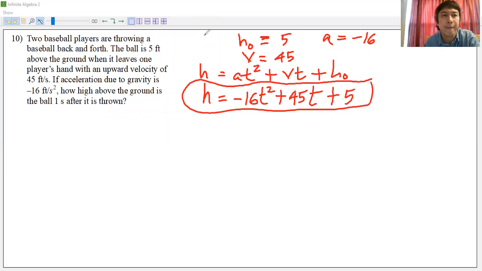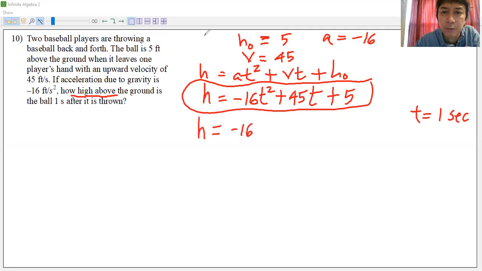All right. How high above the ground is the ball 1 second after it is thrown? There's a given time. The given time is 1 second. So direct substitution. Replace the t with 1 second. Compute the height. How high above the ground is the ball? So we're after the height. It is the required. So we will just do a substitution of 1 here.